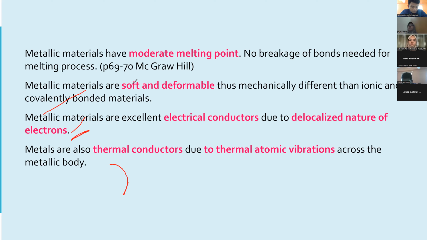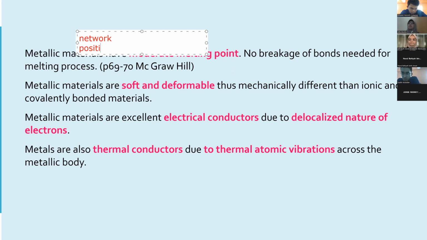Metallic materials have a moderate melting point. This is not the same as ionic bonding; ionic materials have a high melting point. Metallic materials have a moderate melting point. Why? Metallic material also makes a network, like an ionic solid. They have positive and negative charge like ionic solids. But why is the melting point moderate? Why is it not the same as the ionic solid?